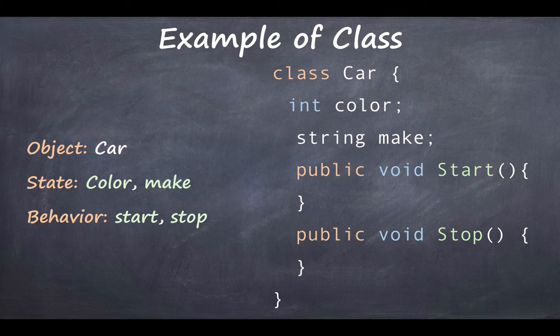So now this defines the blueprint of the object car. Whenever you want something of the car, what this code tells us is that it's of the type class Car, and that class has a state called color, and it has a state called make. And what is the behavior that you can do on those objects? You can start it or you can stop it. This is what the code describes.